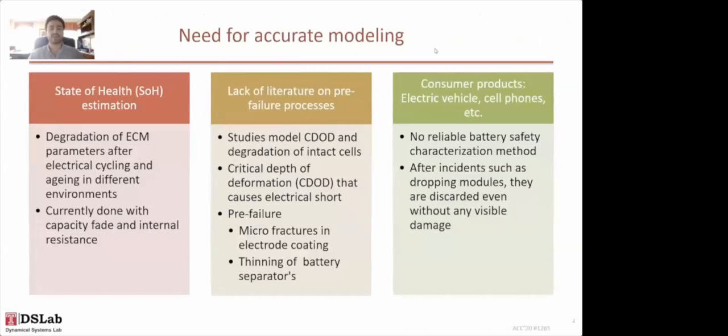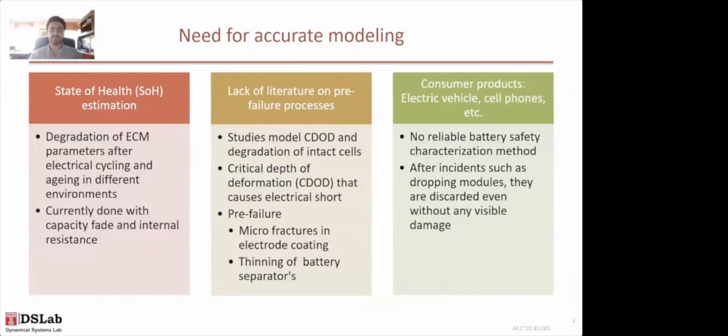Now we're going to discuss the need for accurate modeling. State of health estimations determine the current state of a lithium-ion battery. It characterizes the degradation of cells after electrical cycling and use in various environments. This is currently done utilizing capacity fade and internal resistance. A key contribution of this study addresses the lack of literature in pre-failure mechanical damages. Recent studies suggest a critical depth of deformation that causes an electrical short. Yet microfractures in the electrical coating and thinning in the battery separator occur prior to an electrical short, and we aim to relate the mechanical deformations to electrochemical processes prior to electrical shorts.